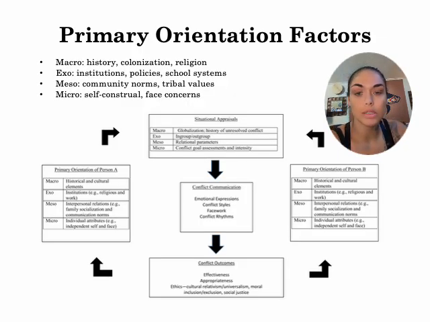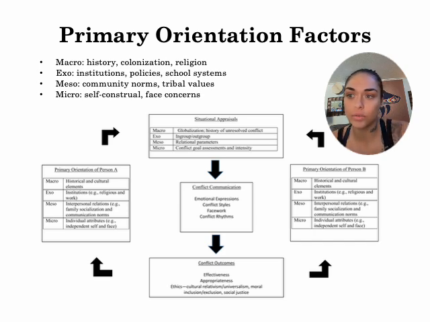So for slide 5, primary orientation factors. Orientation factors shape how we walk into conflict. At the macro level, for indigenous communities, it carries histories of colonization and betrayal by institutions. At the exo level, school systems and courtrooms often reflect majority norms that don't fit everyone.